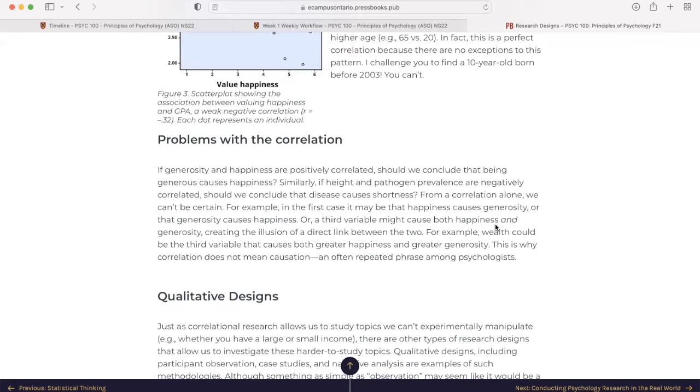For example, in the first case, it may be that happiness causes generosity, or that generosity causes happiness. Or a third variable might cause both happiness and generosity, creating the illusion of a direct link between the two. For example, wealth could be a third variable that causes both greater happiness and greater generosity. This is why correlation does not mean causation, an often repeated phrase among psychologists.